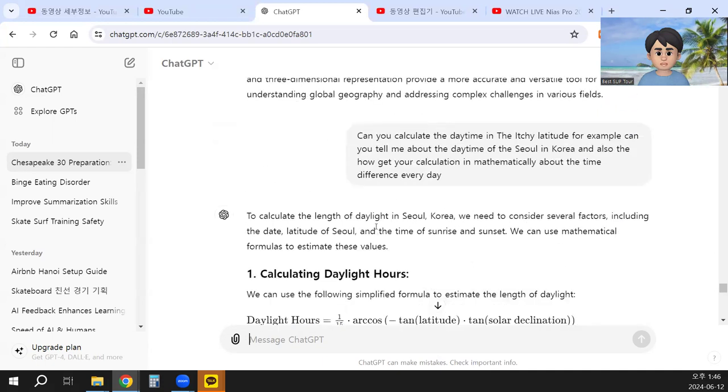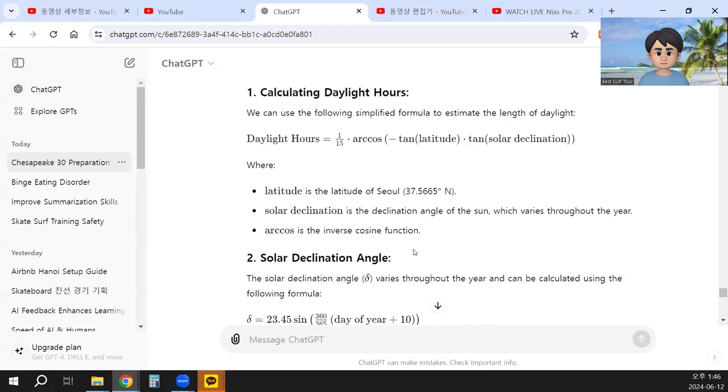To calculate the length of daylight in Seoul, Korea, we need to consider several factors, including the date, the latitude of Seoul, and the time of sunrise and sunset. We can use a mathematical formula to estimate these values. We can use the following simple equation to estimate the length of daylight hours. Cosine. Where Seoul is 37.